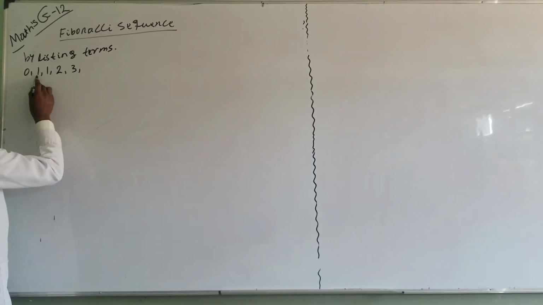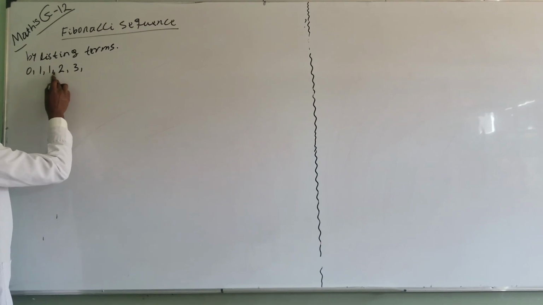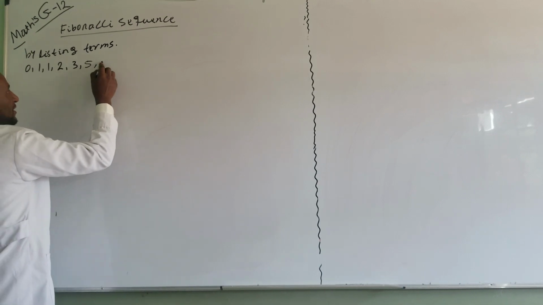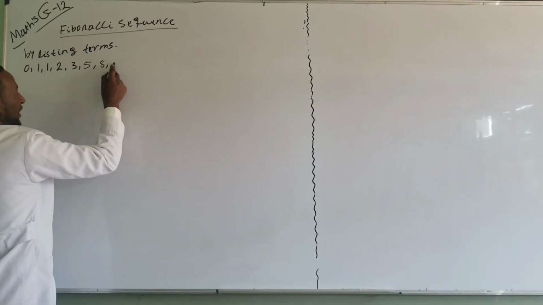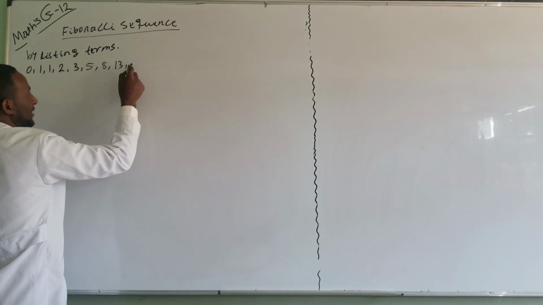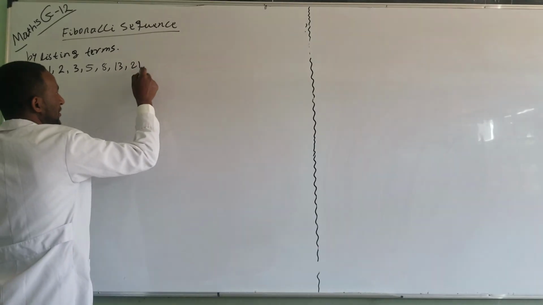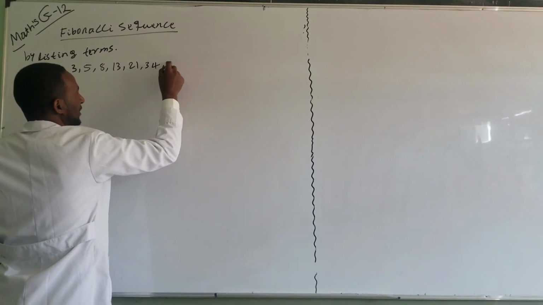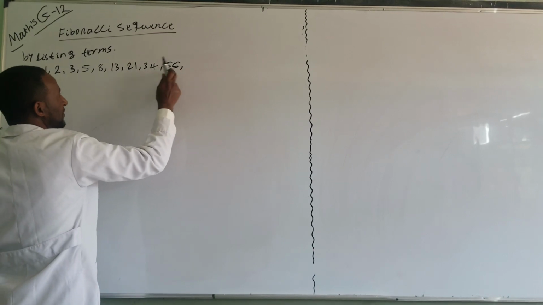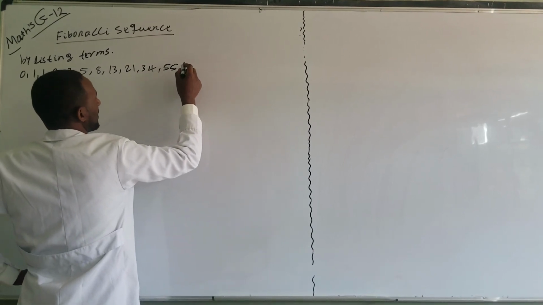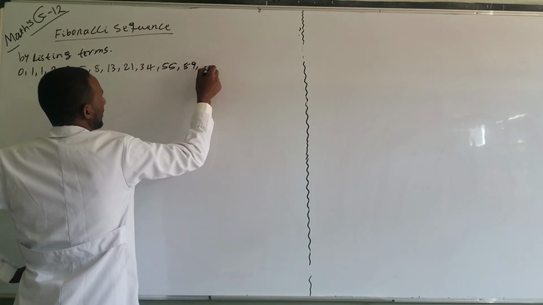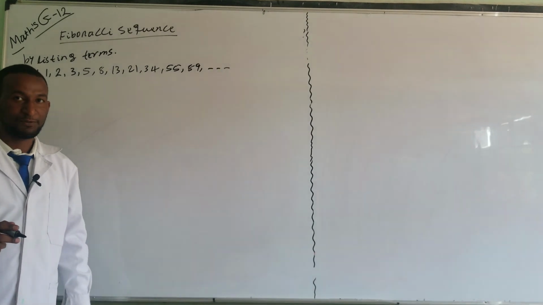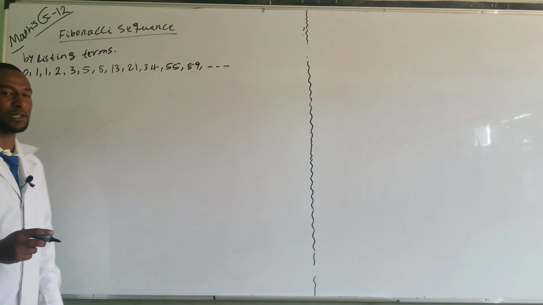Then 0 plus 1 is 1, 1 plus 1 is 2, 1 plus 2 is 3, 2 plus 3 is 5, 3 plus 5 is 8, 5 plus 8 is 13, 8 plus 13 is 21, 13 plus 21 is 34, 21 plus 34 is 55, 34 plus 55 is 89, and so on. This is a Fibonacci sequence. A Fibonacci sequence when expressed in listing terms.